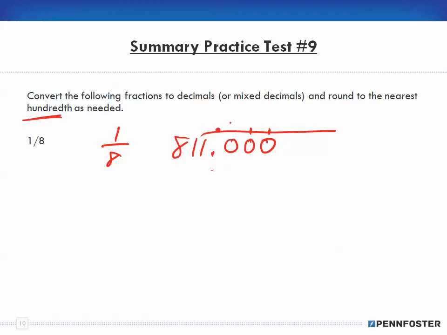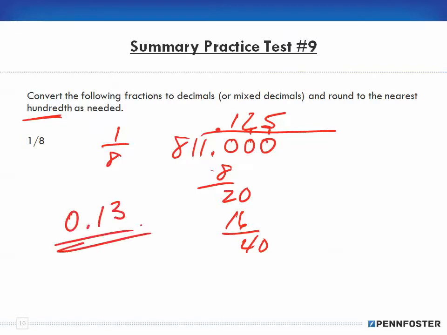So 8 into 10 goes once, that's 8, remainder of 2, bring down the 0, that's 20. 8 times 2 is 16, that's 40, and 8 into 40 goes 5 times. I don't need to do anything else. And since my hundredths position is 2, I look to the right and see that it's 5 or greater. That means I'm going to round up, so my answer is 0.13.